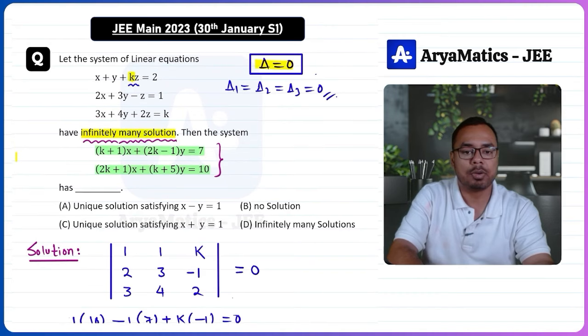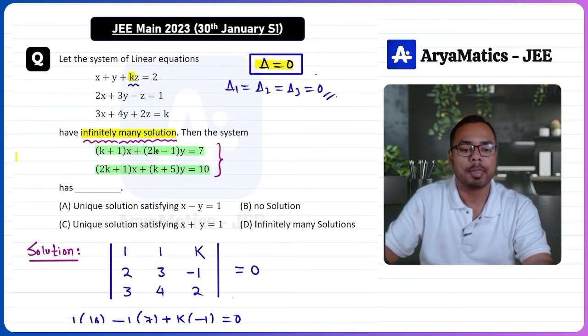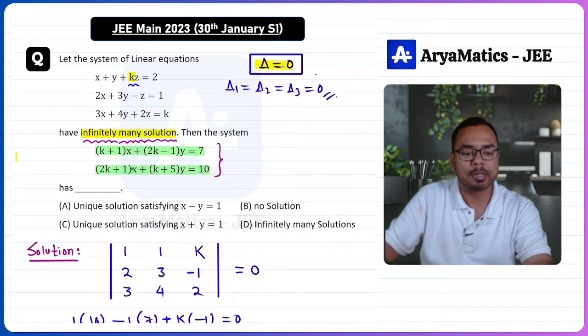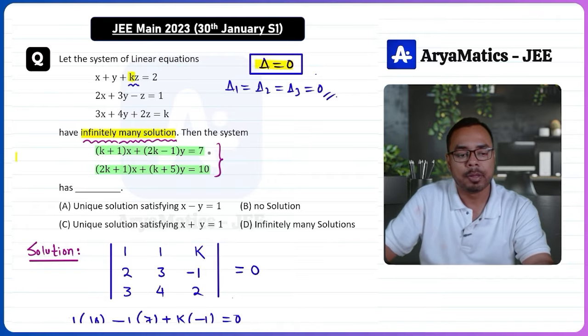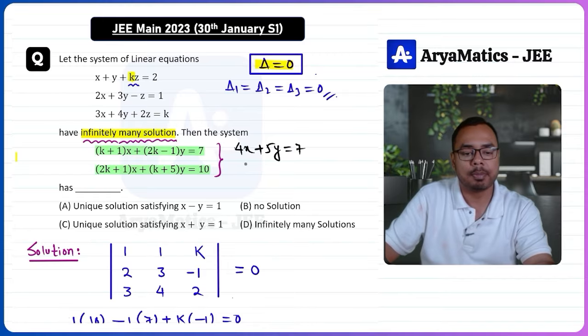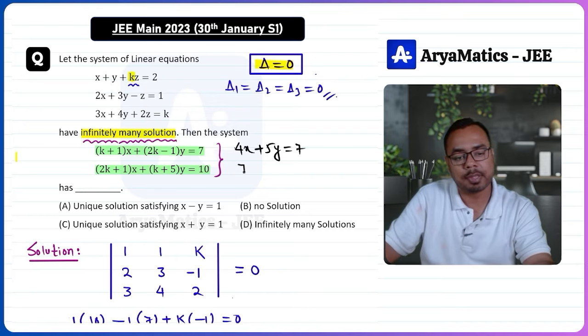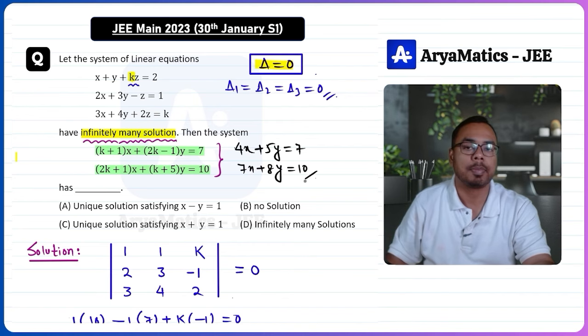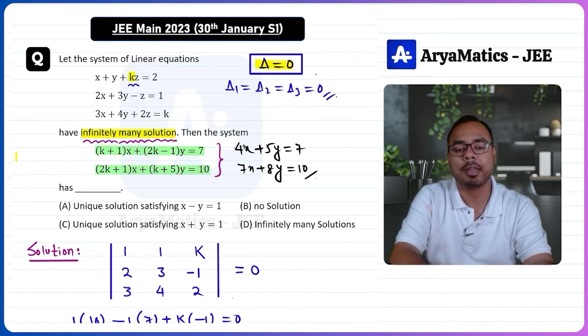And now let us substitute that value in this equation and see what type of equation we are getting. So if k is 3, the first equation will be 4x plus 5y equals 7. Second equation will be, in place of k, if I write 3, then we have 7x plus, here we'll get 3 plus 5, so that is 8y, and on the right hand side we'll get 10. Right, so this is the system of linear equations.